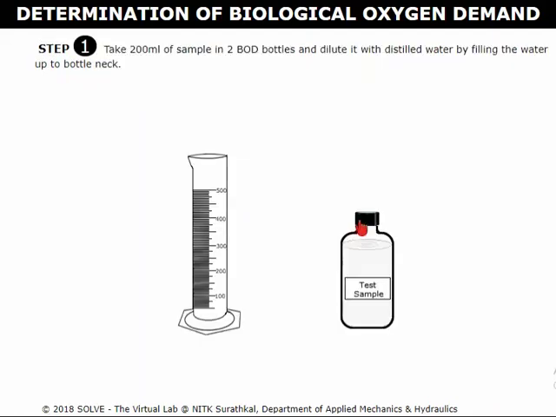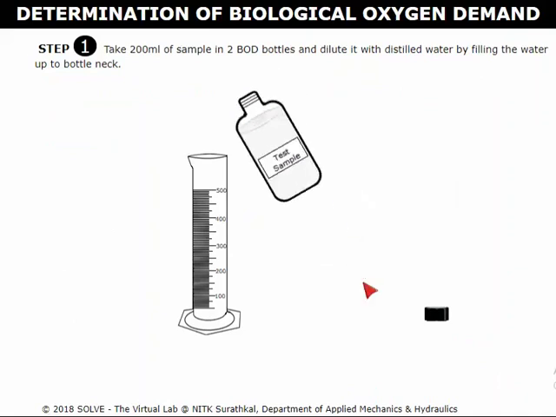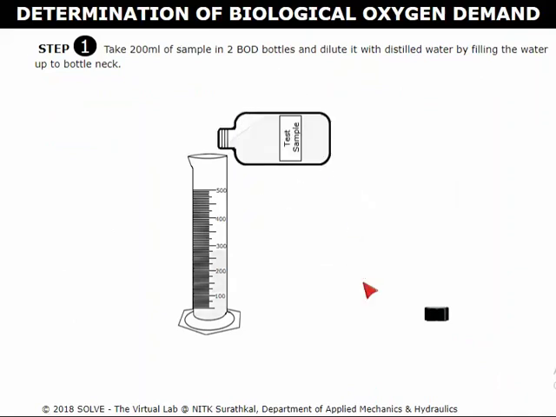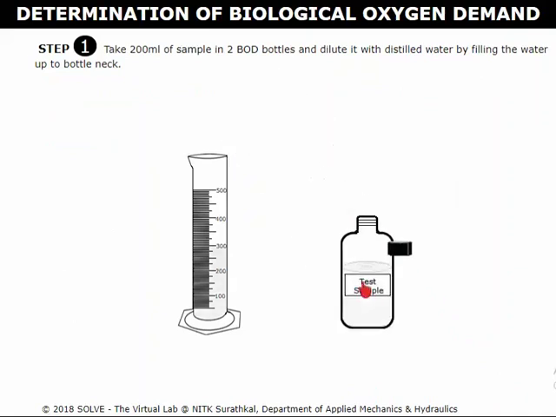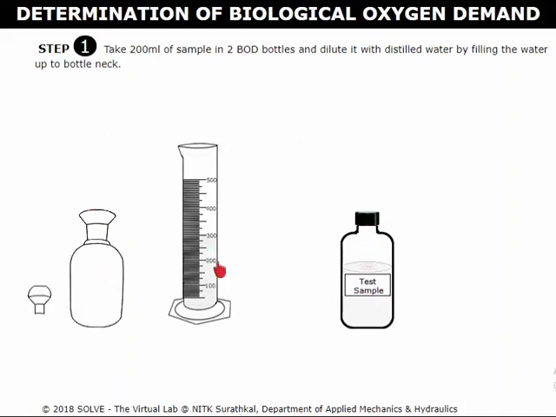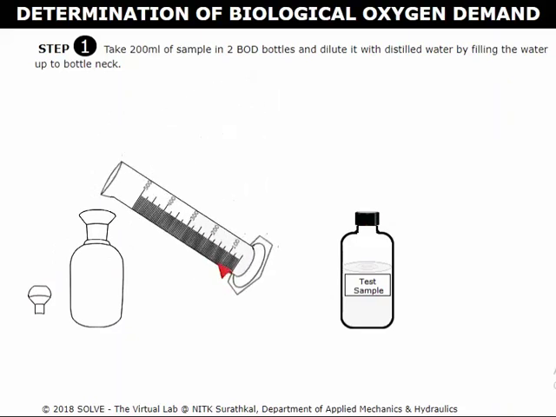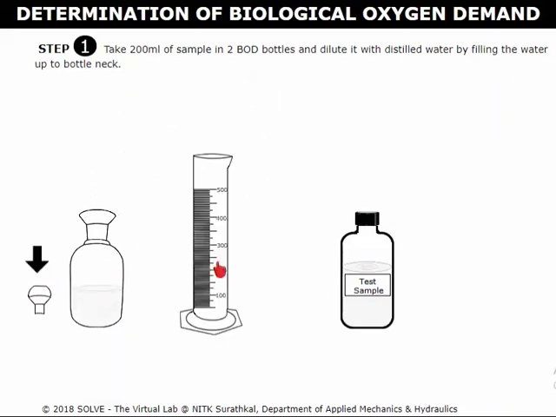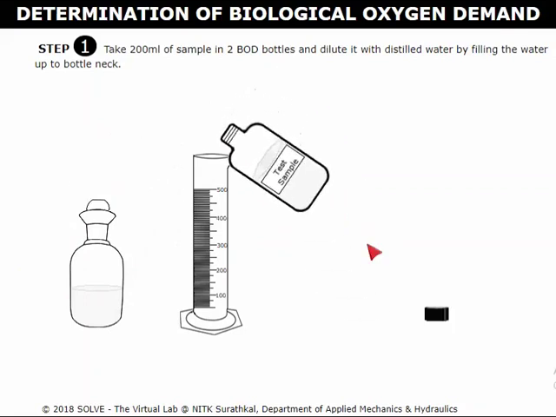Click here to open the bottle of test sample. Now click on the test sample to measure the sample. Open the bottle and transfer the measured 200 ml of sample into the bottle. Close the lid. Click here to open the test sample. Click here to measure the test sample.